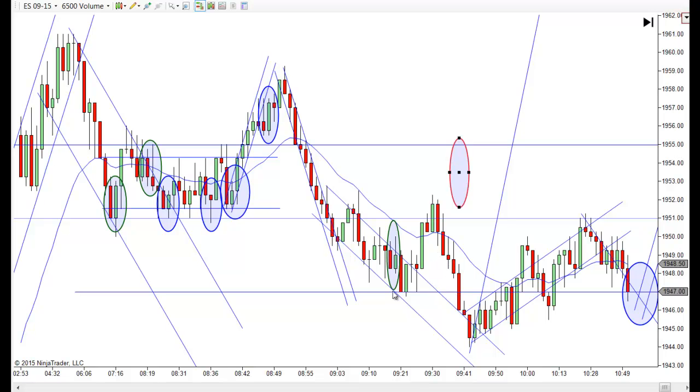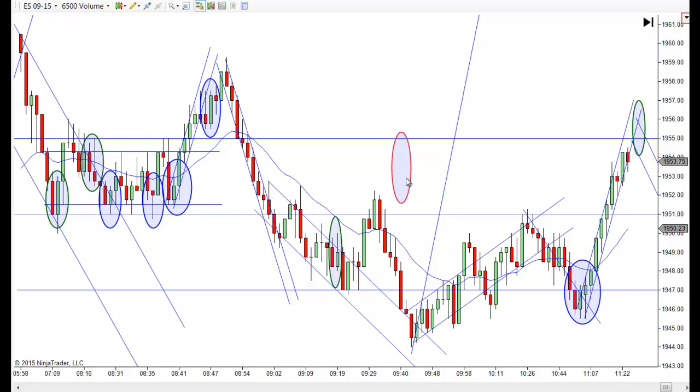I didn't expect it to get through here, because if you measure this down, this is a perfect measured move. So I just figured we'd move to the other side. This turned out to be a pretty good trade. It actually broke lower. So I did like that setup right there.